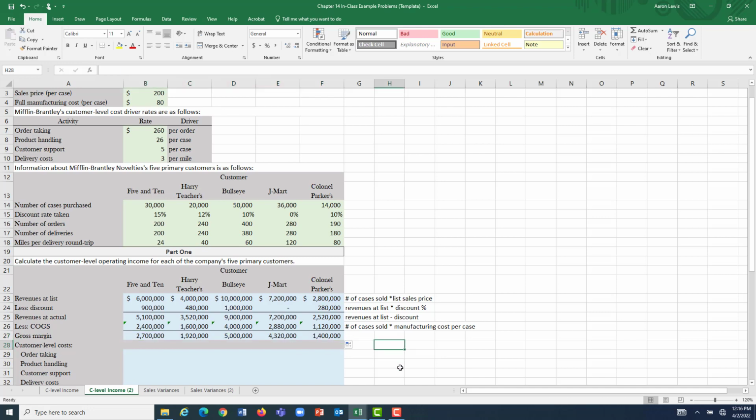Harry Teachers, $3,520,000 of revenues, less the cost of goods sold of $1.6 million, means our margin from that particular customer was $1,920,000. We made $9 million in actual revenues off of sales to Bullseye, but the goods that we sold them cost us $4 million to produce, which means our margin, our markup, if you will, on sales to that company was $5 million. J-Mart's gross margin was $4,320,000, and the gross margin for Colonel Parker's was $1.4 million.